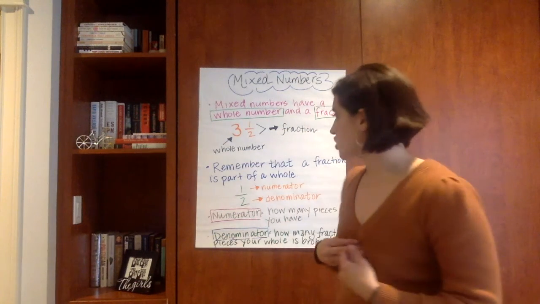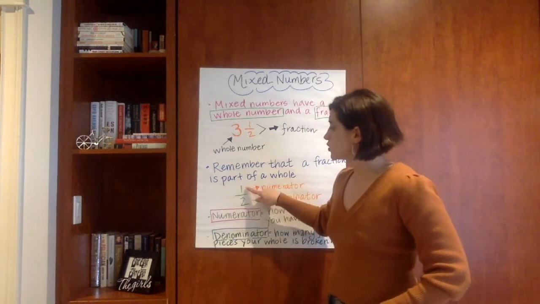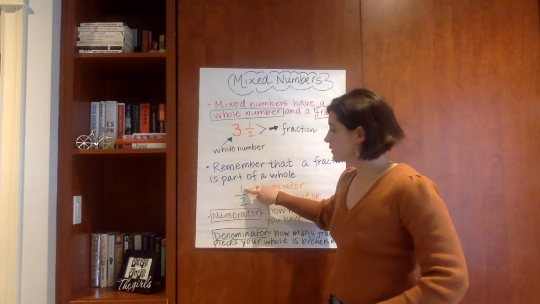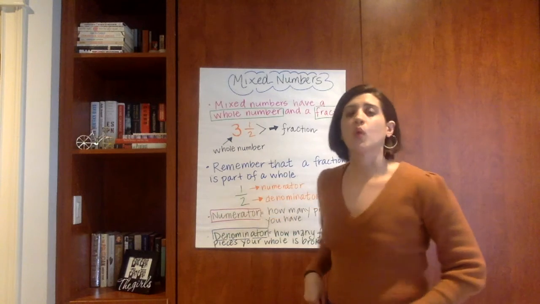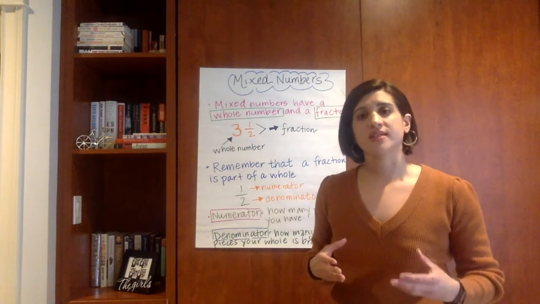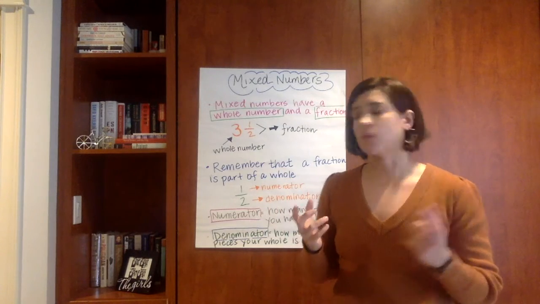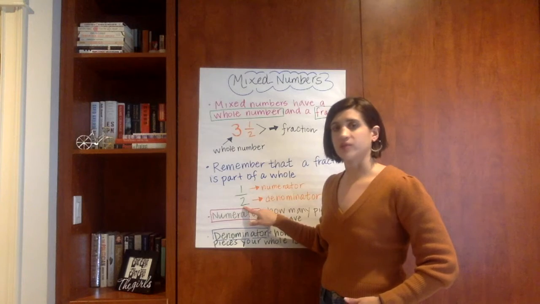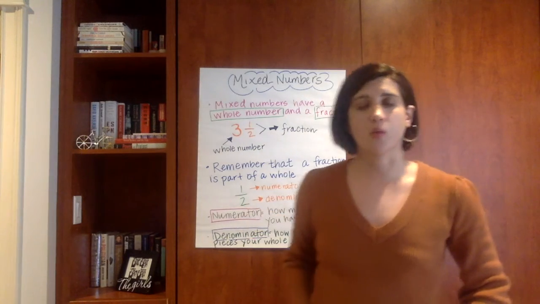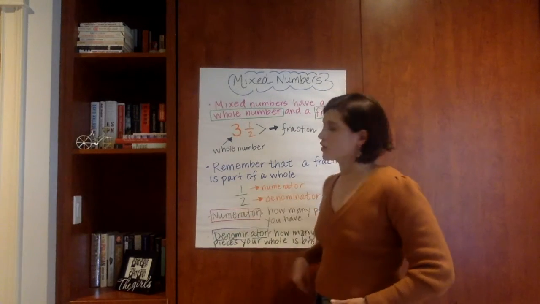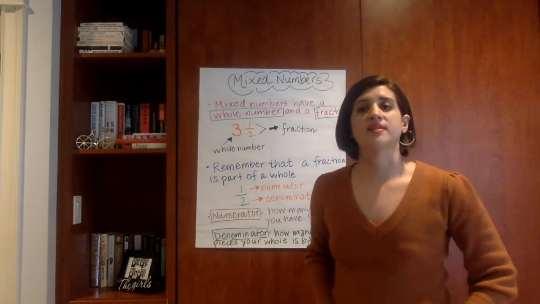When I'm writing a fraction, I represent it by using two numbers. The top number is called the numerator, and the bottom number is called the denominator. What does the denominator represent? The denominator, or the bottom number, represents the total pieces that make the whole. When I look at this example, the 2, or the denominator, represents the fact that I cut my whole cake into two pieces.